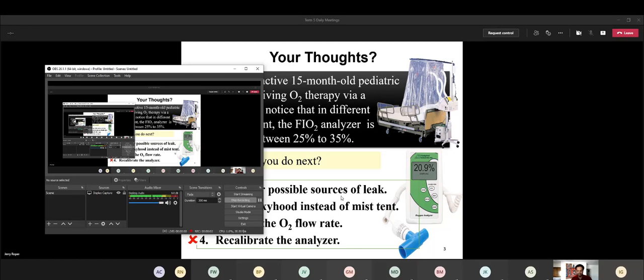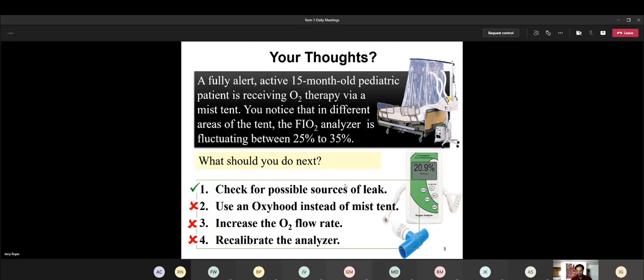So that would be the only thing that probably would explain why it's not consistently reading the same FiO2 in different areas inside of the tent.